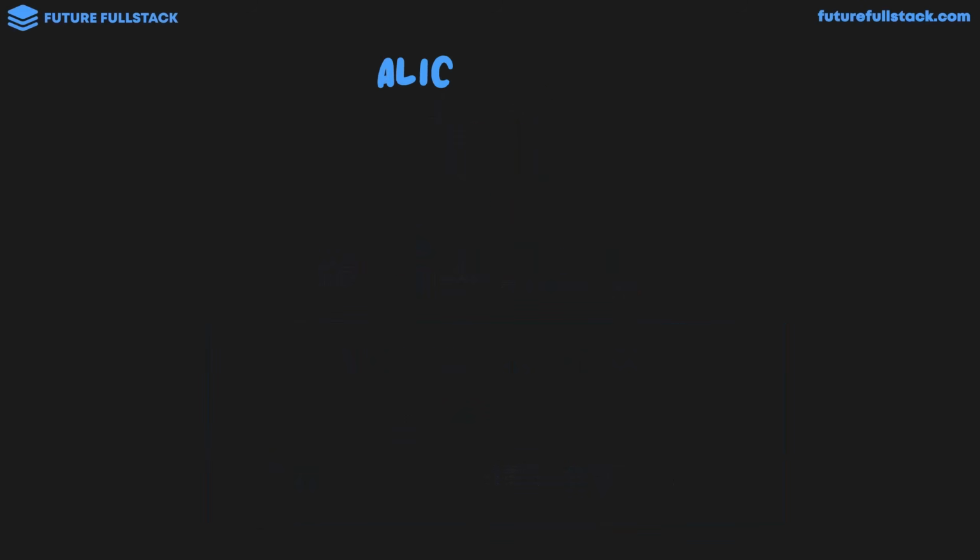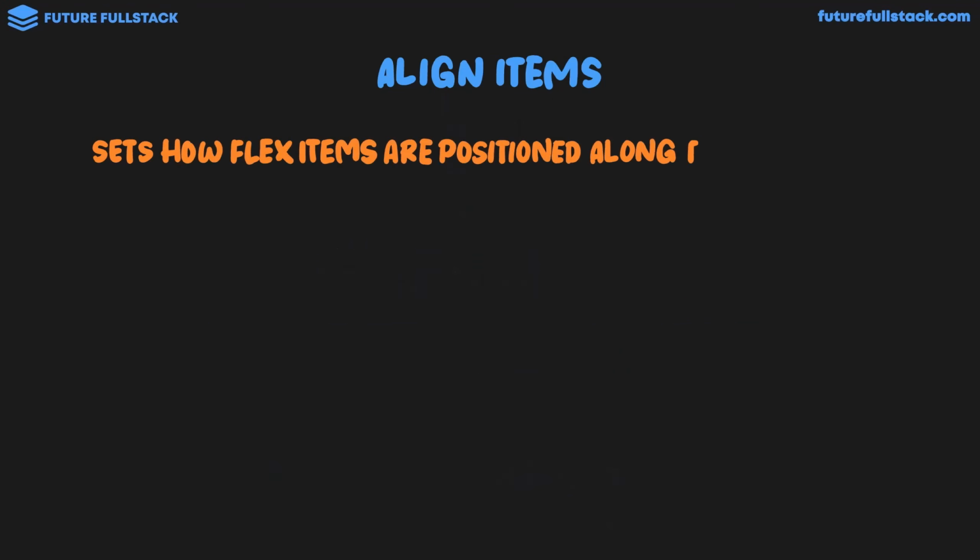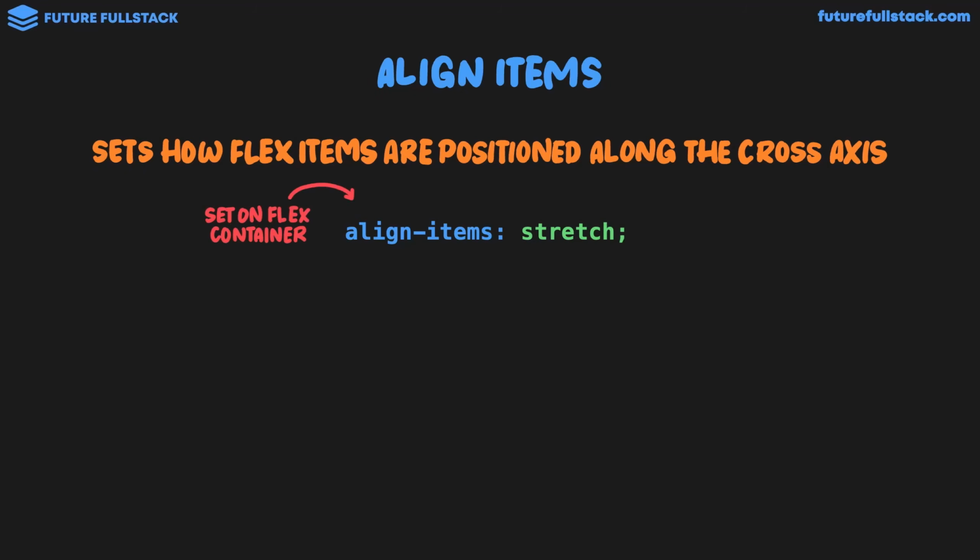So what is align items? Align items sets how Flex items are positioned along the cross axis. The CSS property looks like this, align-items with a value like stretch. Just like justify content, align items is also set on the Flex container. And the value stretch is the default value. And we'll be looking at all the values soon.